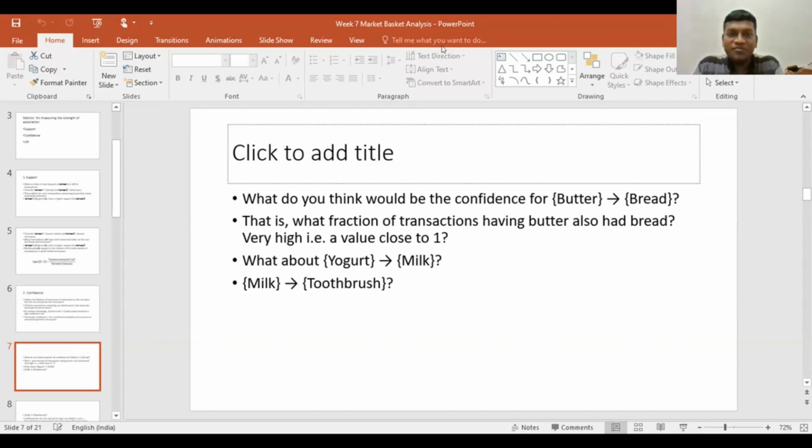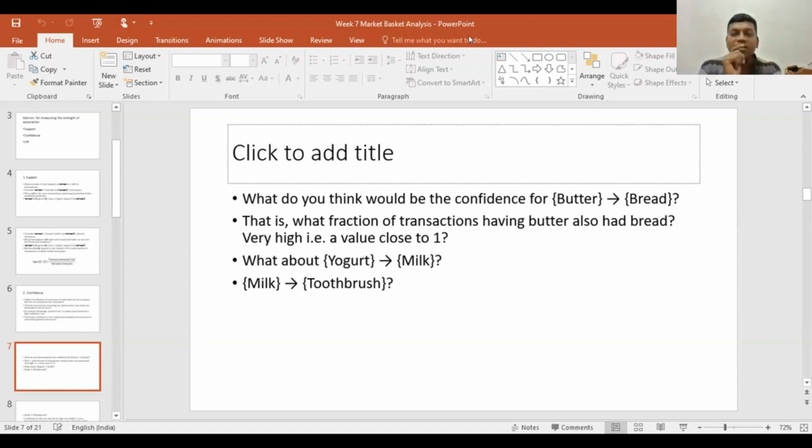Okay, I think you're not comfortable with what I just said. Milk to toothbrush: if I have to find the conditional probability, it is the probability of milk and toothbrush, that is, all the times milk and toothbrush got purchased together. You divide it by the number of times toothbrush got purchased. That's correct, right? That is what we're trying to ascertain.